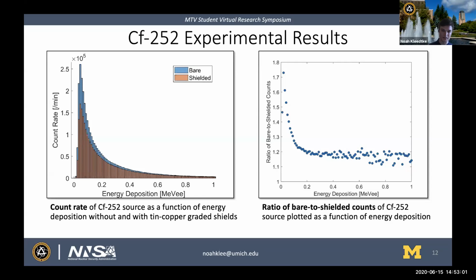The same effect is shown here on the right with the ratio of bare to shielded counts plotted as a function of energy deposition. You'll see the ratio spike at low energy deposition and then level off at higher energy deposition.